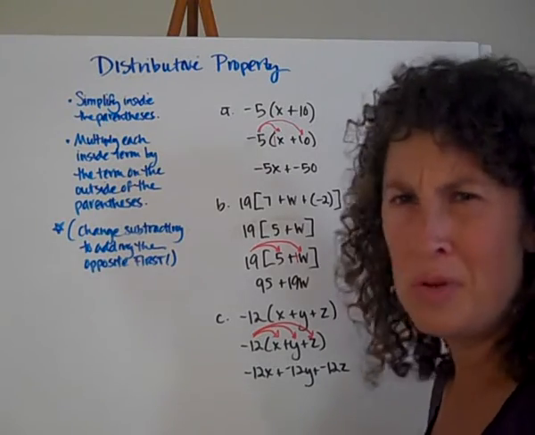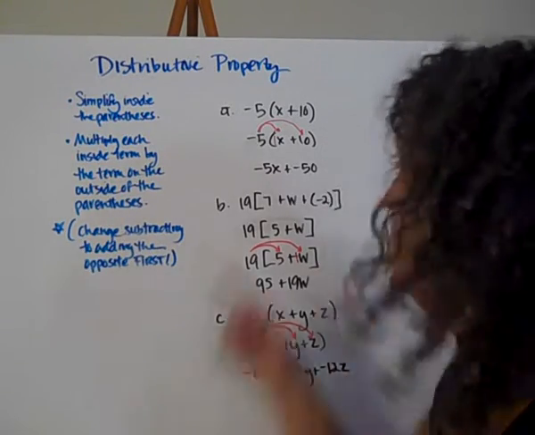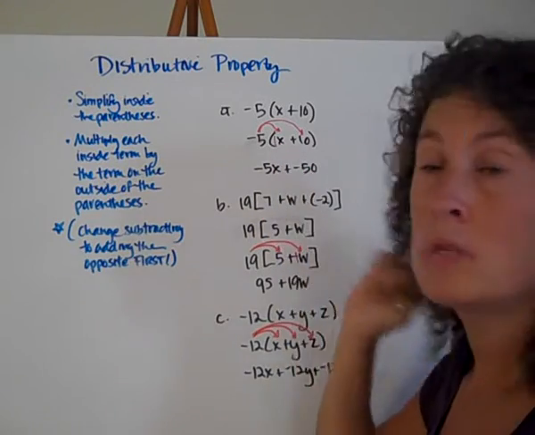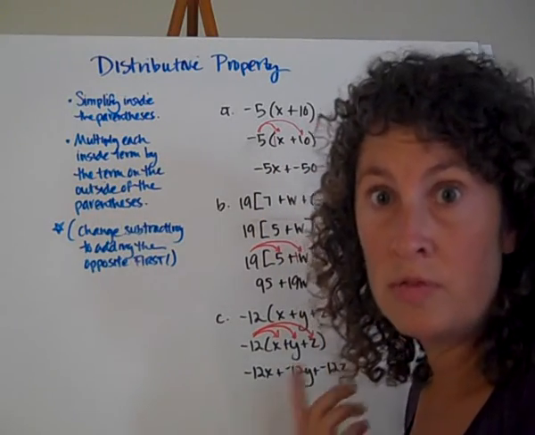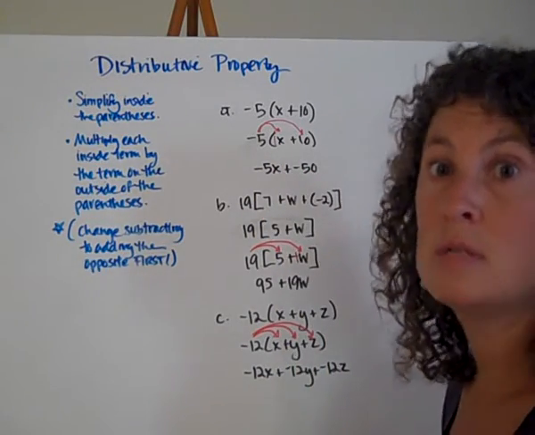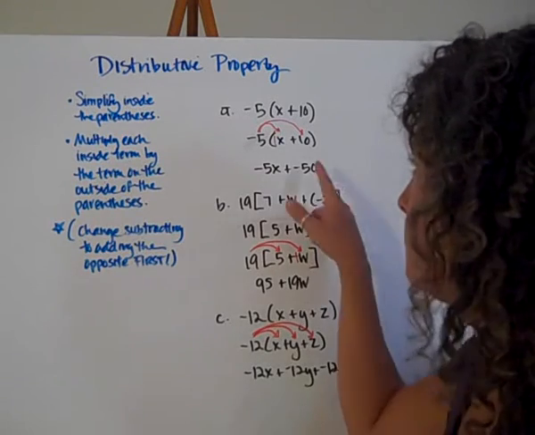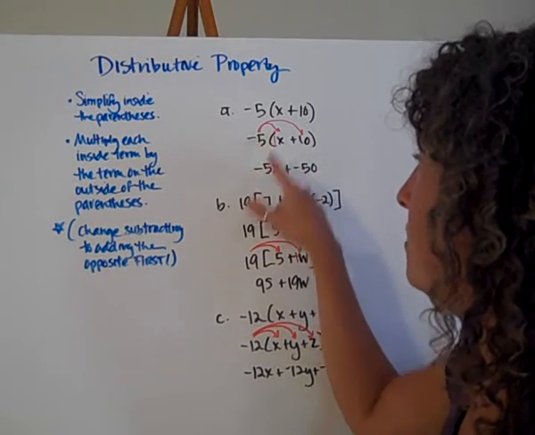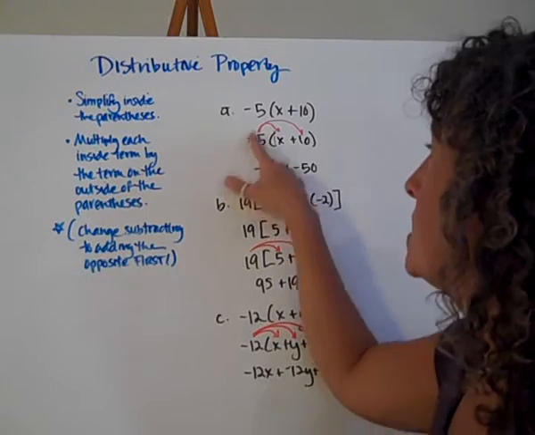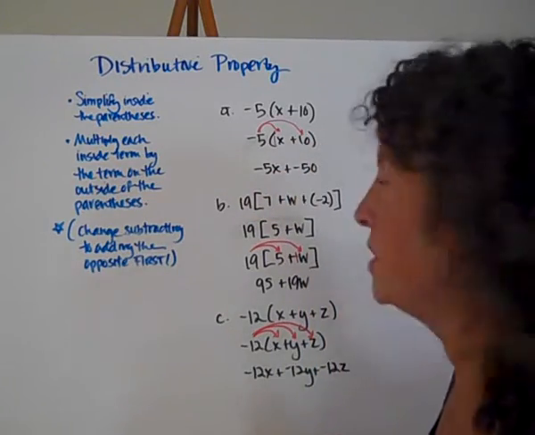But if you're thinking, what number is here? I don't put a 1 in front. That works with our variables. It also works with our parentheses. If you're not sure what number goes in front of the parentheses, you can always put a 1 there. So we distribute this -5, we get -5x plus, and then -5 times 10 gives me -50.